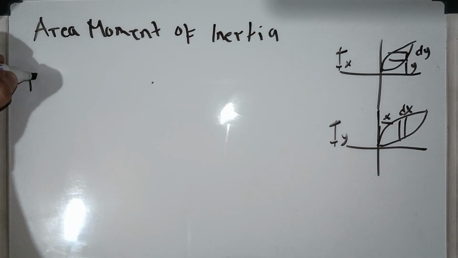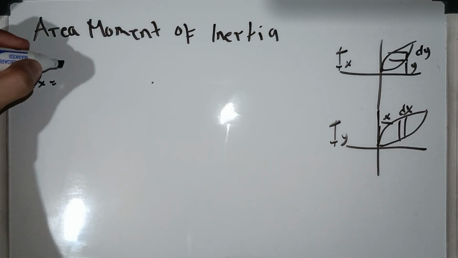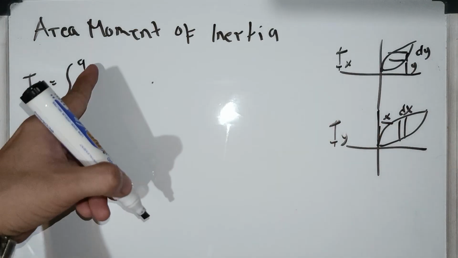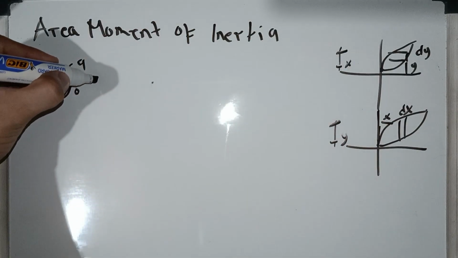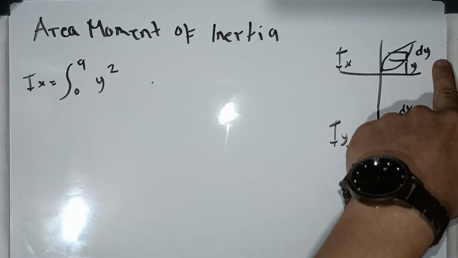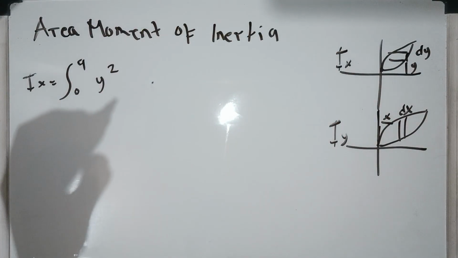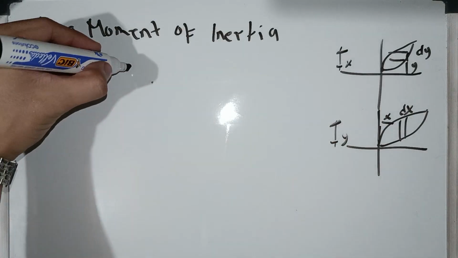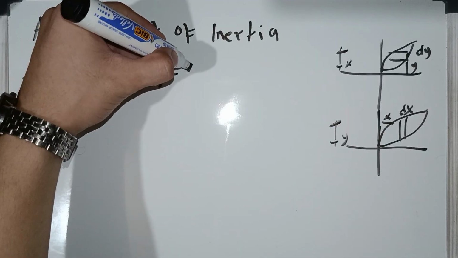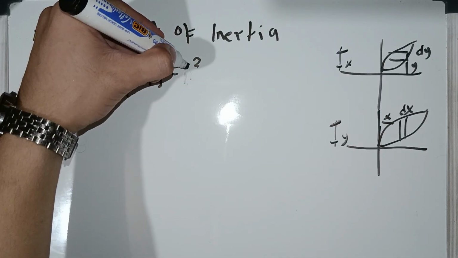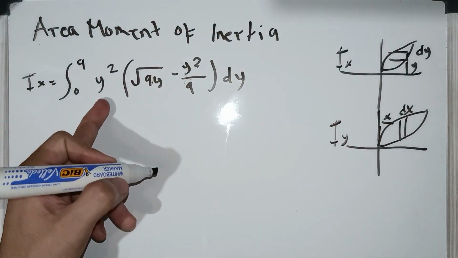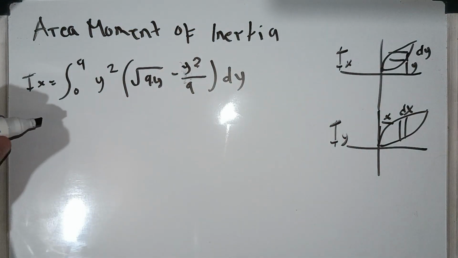Let's solve for the moment of inertia about the x-axis. So that is equal to the integral with the limit 0 to 9 of y squared multiplied by dA, since dA is equal to dy times x, and our x, which is equal to the square root of 9y, and we have the y squared all over 9 multiplied by dy. So we can solve this directly using our calculator.